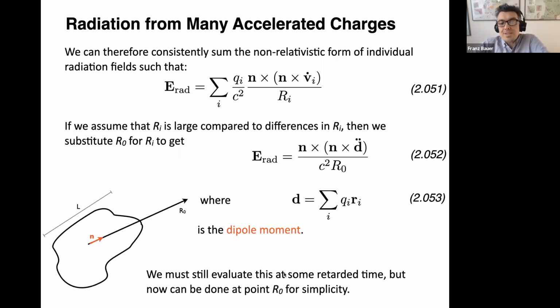Okay, so we still have to evaluate this at some retarded time, but now the issue here is that we can do this for a point in space which is centralized around the center of the cloud. And this simplifies the equations quite a lot.